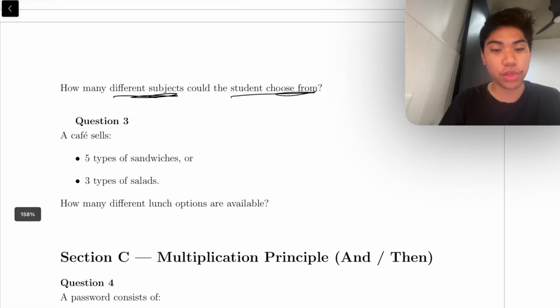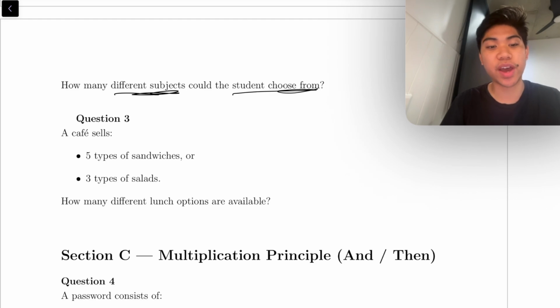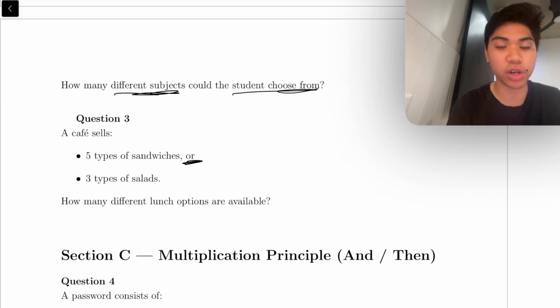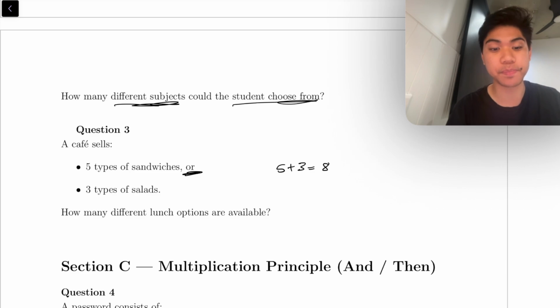Same thing for question 3. Okay, a cafe sells 5 types of sandwiches or 3 types of salads. Okay, so imagine you're at a cafe, you want to buy something for yourself, just one thing. If you have 5 different sandwiches on the counter or 3 different types of salads, okay, how many different lunch options are available? Very easy, because we have our or statement, we can only have one or the other. Okay, so that would be 5 plus 3 equals 8 different lunch options available.